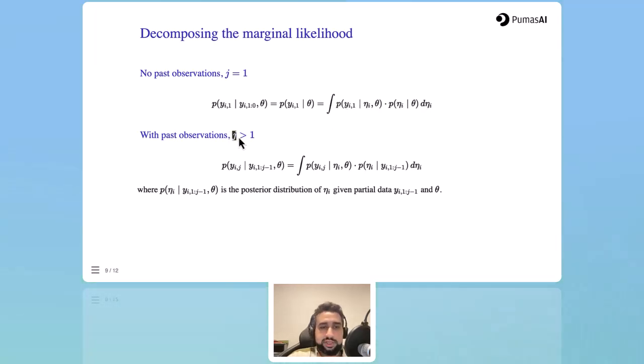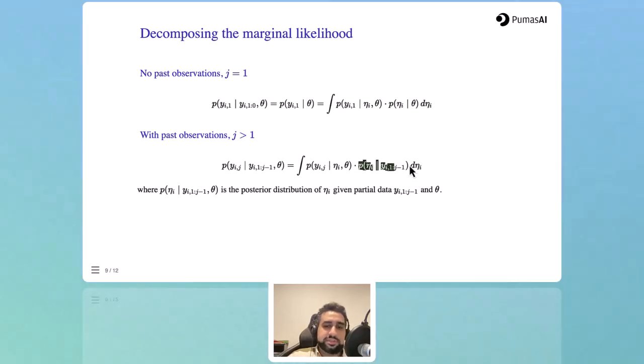Now, in the case when j is more than 1, then we have some observations here. In this case, the way we marginalize the random effects is not using the prior, but using the posterior distribution. We take the conditional likelihood of the jth observation that we care about, given the random effects and the population parameters, and multiply it by the posterior distribution of the random effects given all the previous observations, and that's what we take the average or the integral of. Intuitively, let's say we observe two observations so far.